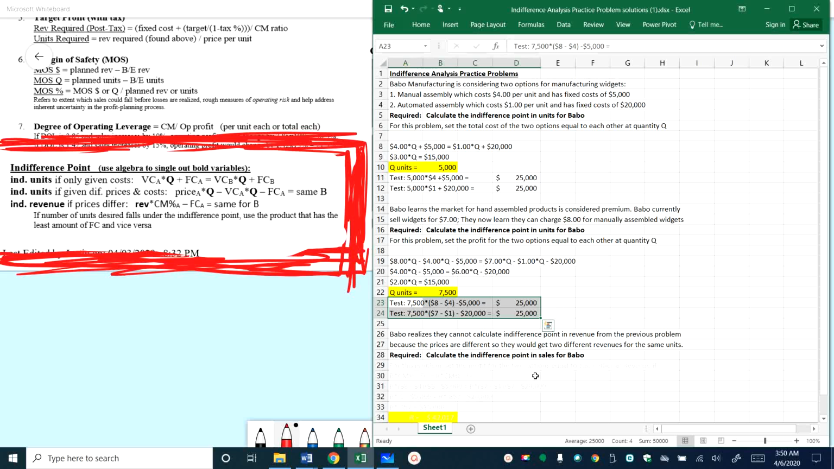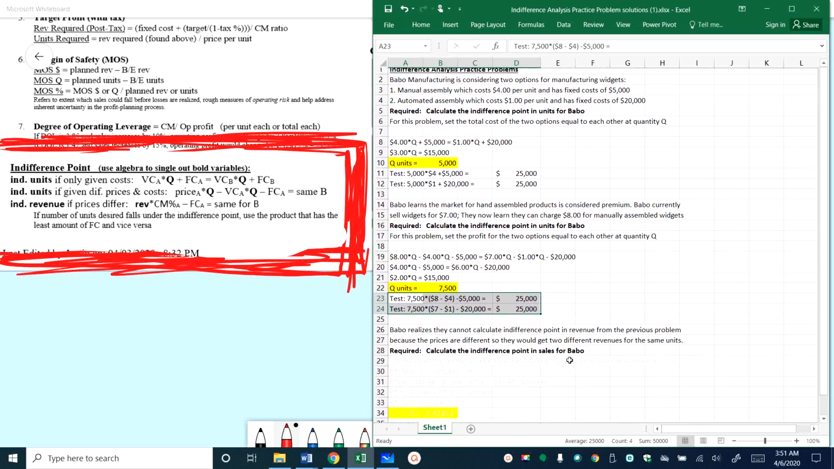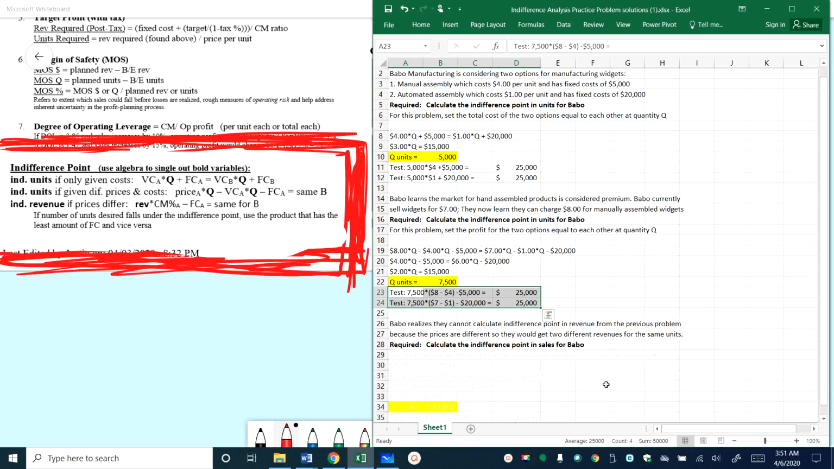Now for the final one. So this one's the revenue. So they realized that they can't calculate the indifference point in revenue from the previous problem because the prices are different. So what is the indifference point in sales for Babbo? So this is asking for the indifference revenue now. So why don't you try this for a second?